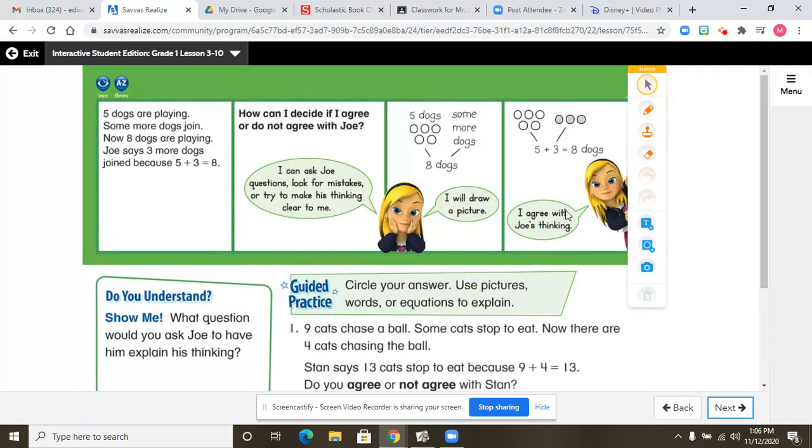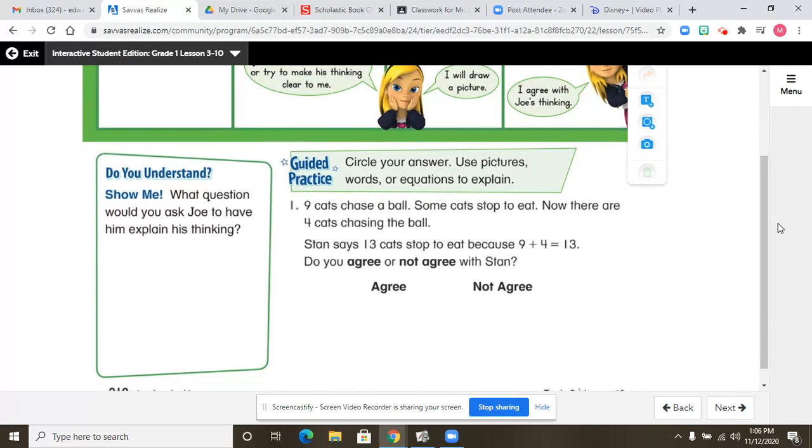At the top is a lady from the video, and she's just showing you the example that they had in the video. And that one they agreed with because 5 plus 3 does equal 8. All right, we have another problem down here at the bottom. Let's read the directions, and then we'll circle agree or not agree after we figure it out. Circle your answer. Use pictures, words, or equations to explain.